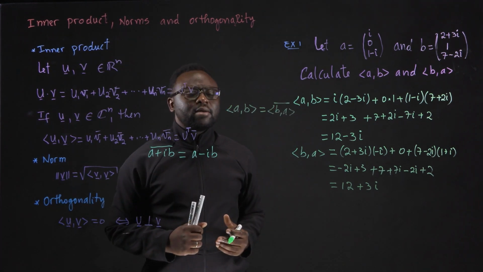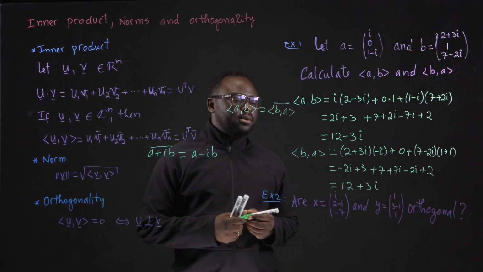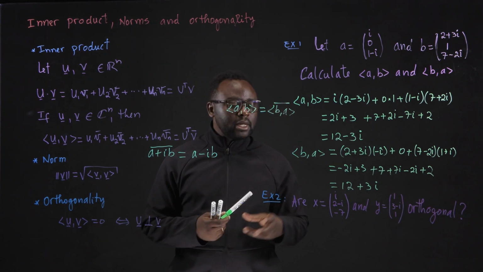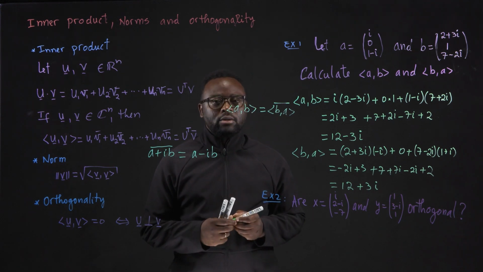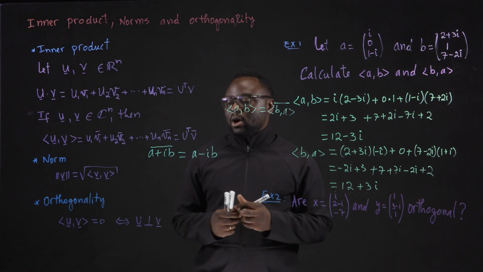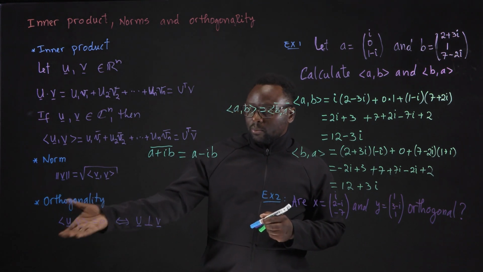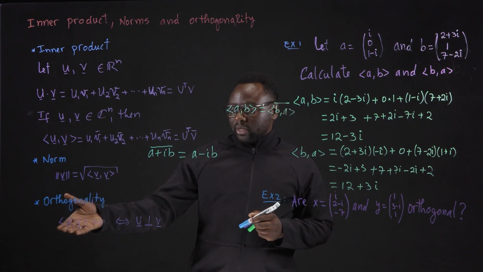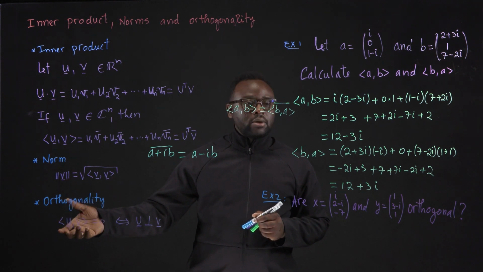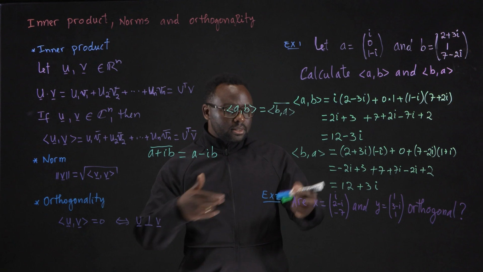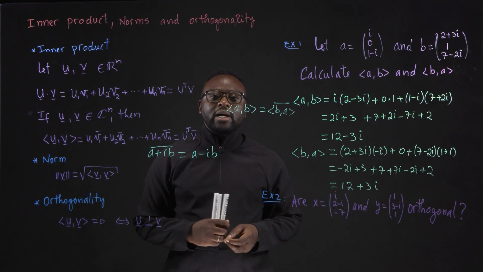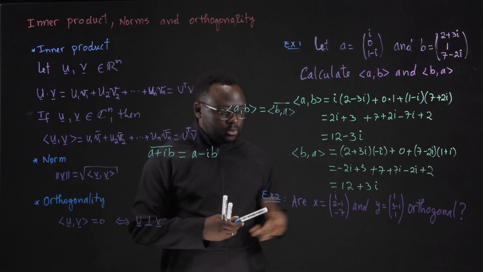Let's look at the second example. For the second example, we have two vectors, x and y, and the question is, are they orthogonal? Is x, y orthogonal? We know how to check orthogonality. The formula is given here. Two vectors are orthogonal if and only if their inner product is equal to 0. That's the definition. Then we just have to find the inner product of these two vectors and conclude whether they are orthogonal or not. Okay, so let's do that.